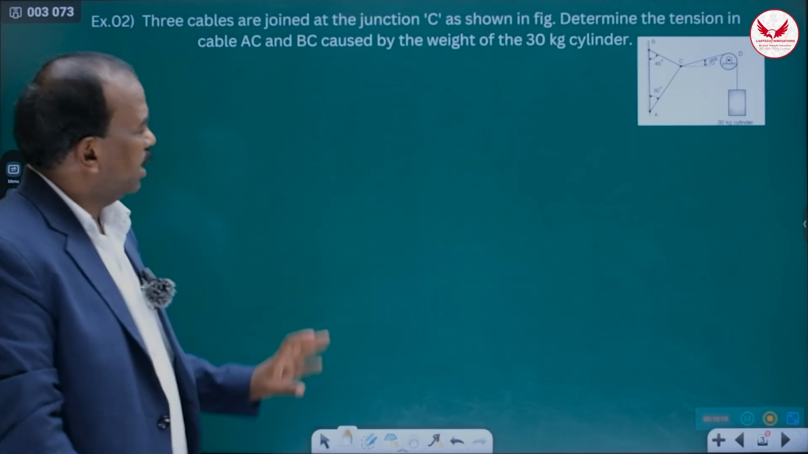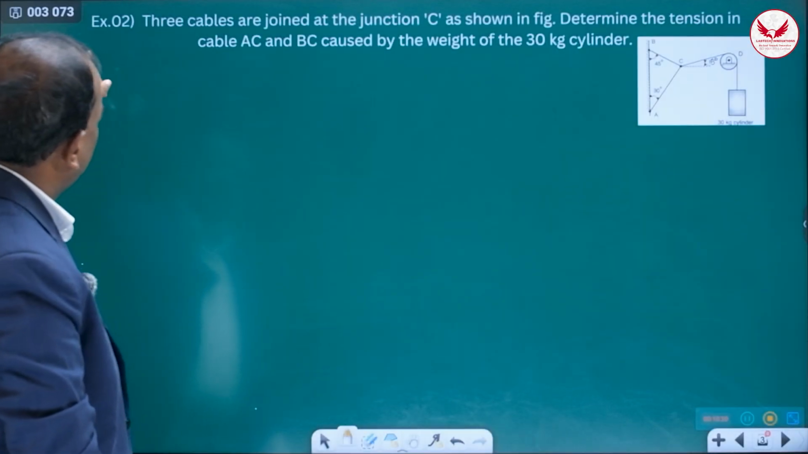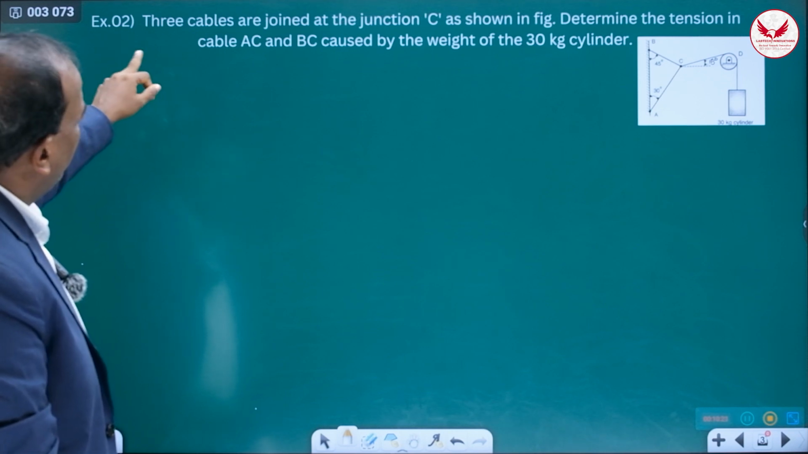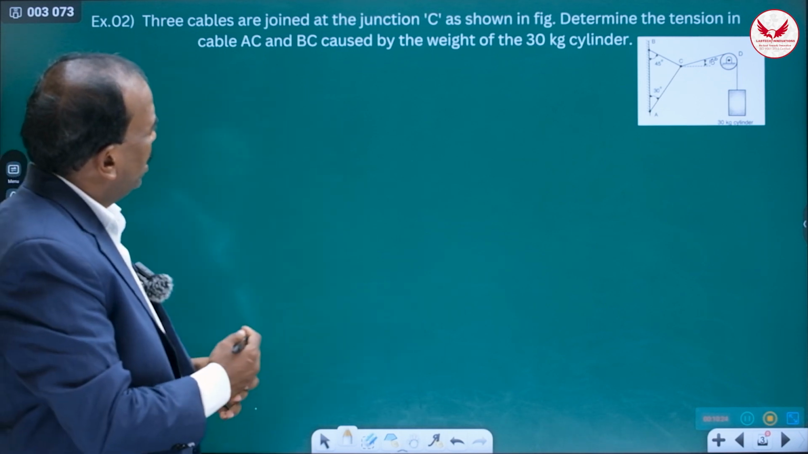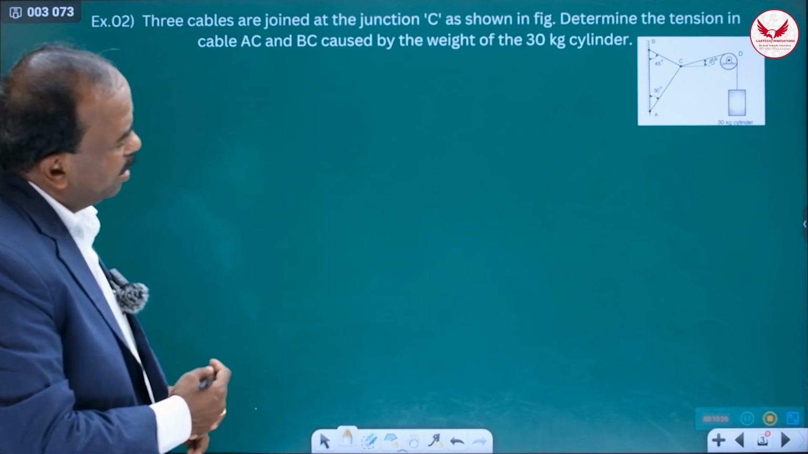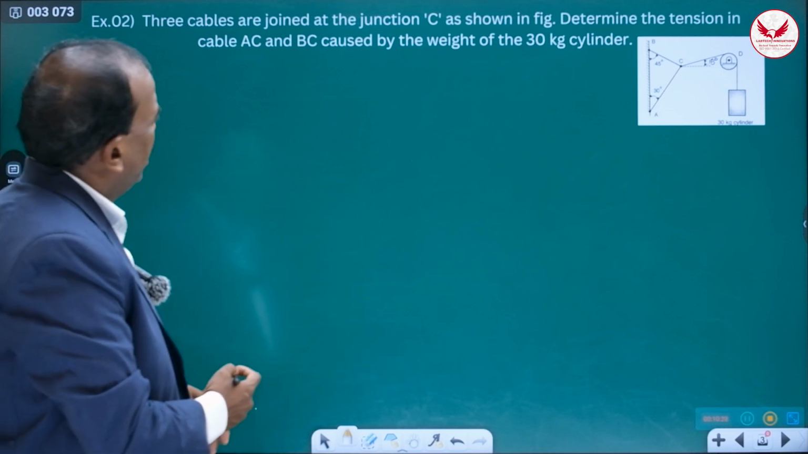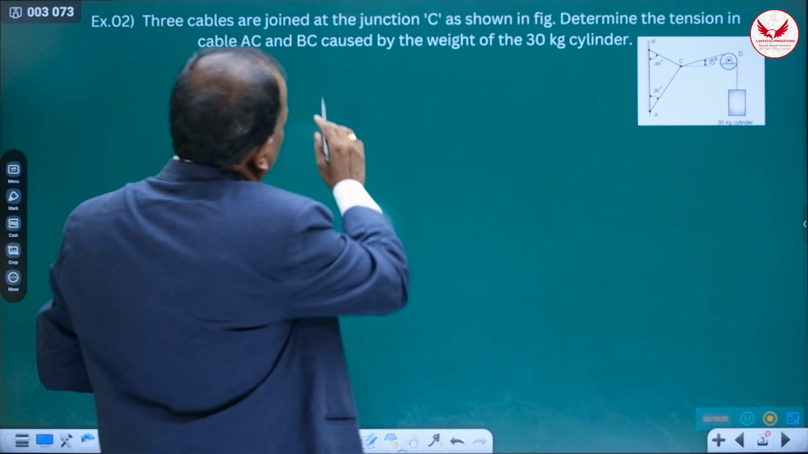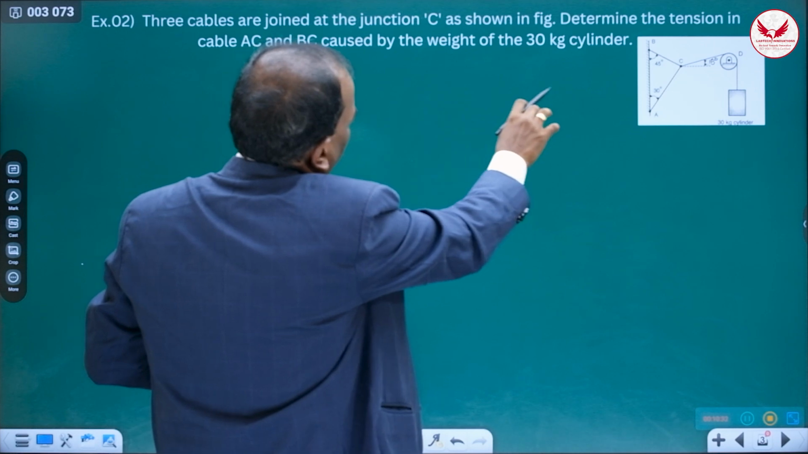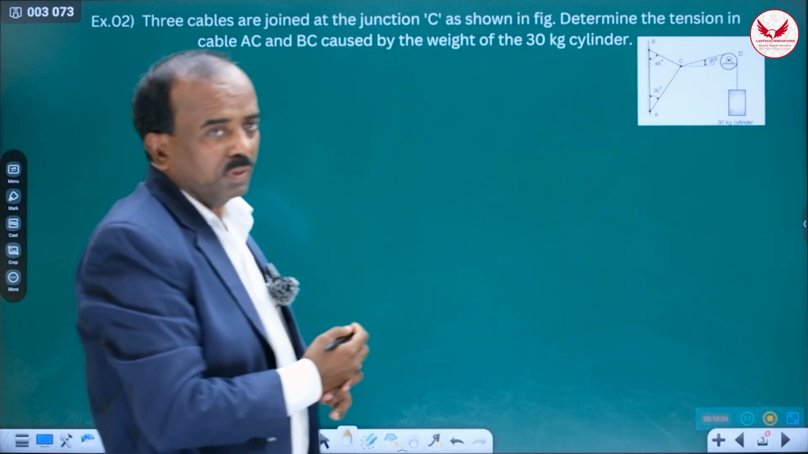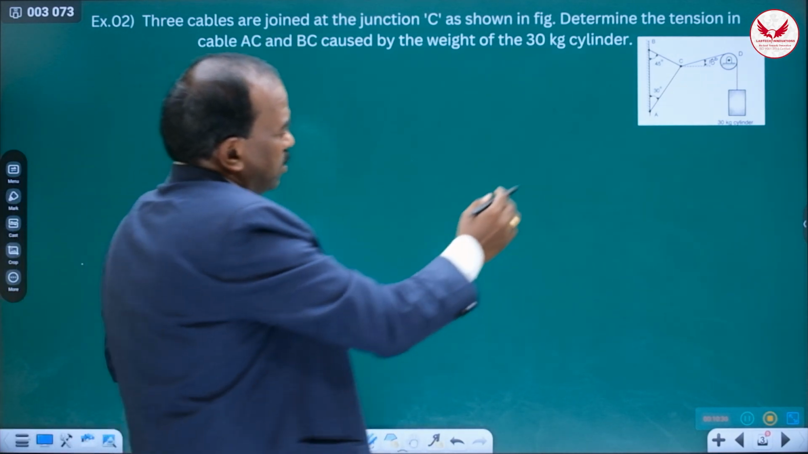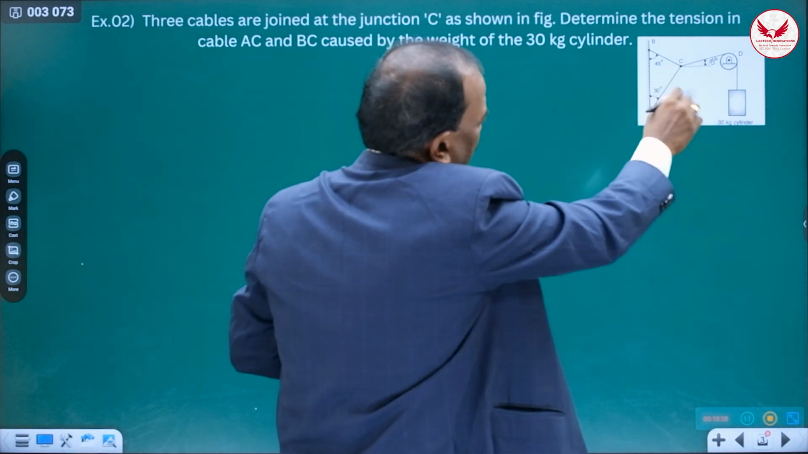Now we'll solve the second problem on concurrent forces. Equilibrium of concurrent forces. Three cables are joined at the junction C as shown in the figure. Determine the tension in cables AC and BC caused by the weight of the 30 kg cylinder. So this is the sketch or figure of the problem.